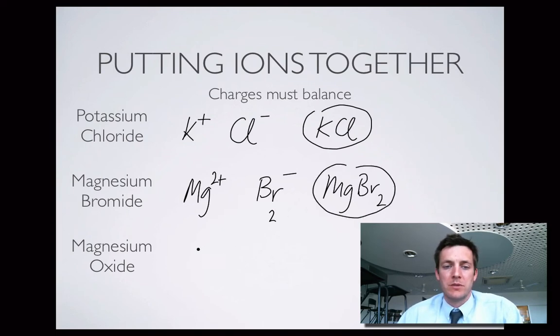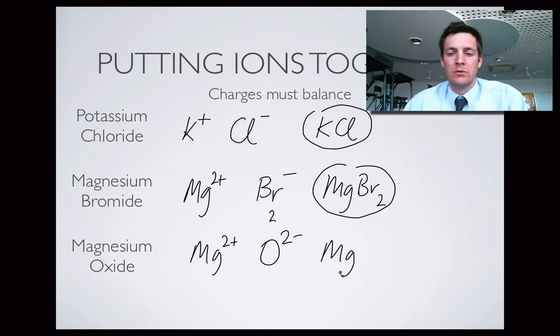One that people sometimes ask about is what happens if you've got a 2 plus and a 2 minus. Do you need 2 of each? Okay, no you don't, you just need 1 2 plus to cancel the 2 minus, so that formula would be MgO. And notice what I said earlier, nowhere in these formulas do we see any charge.